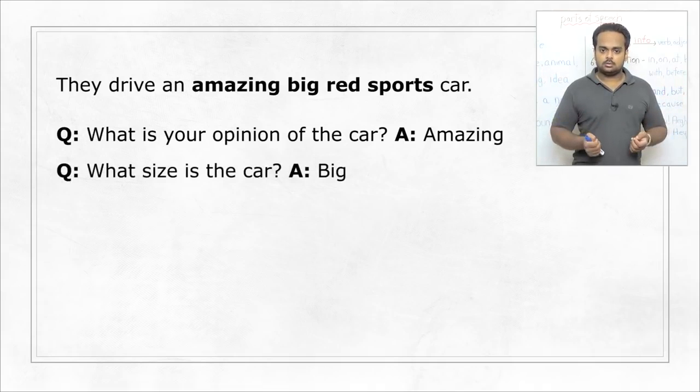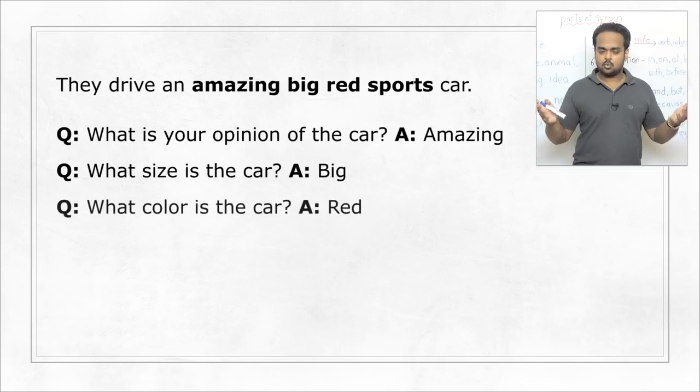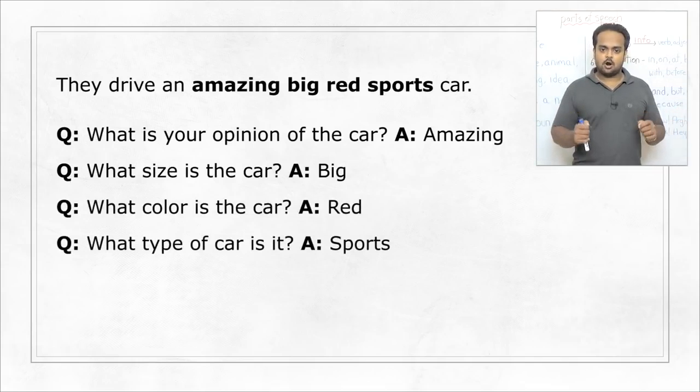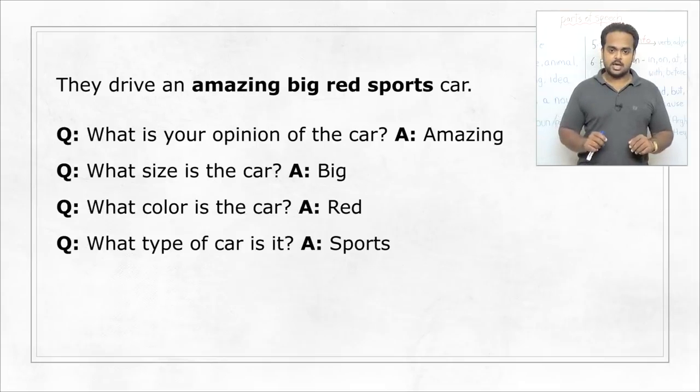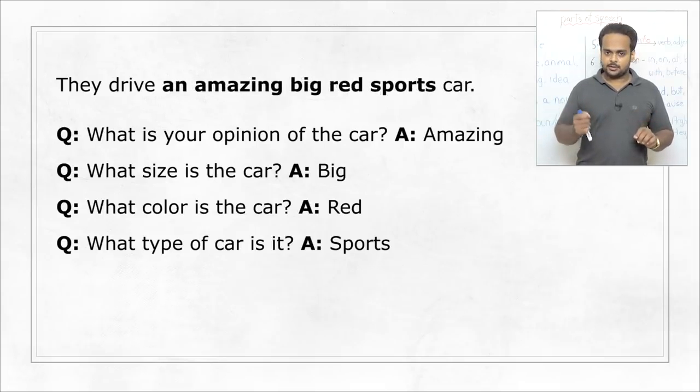What size is the car? It's big. What's the color? It's red. And what type of car is it? It's a sports car. Okay, now that's all great. But I don't know if you noticed, there's actually one more adjective in this sentence. And that is the word an.